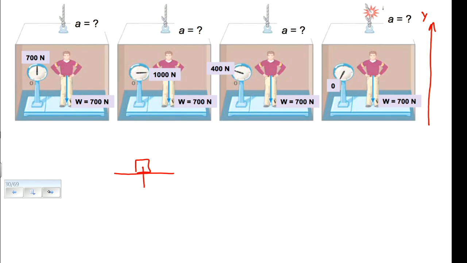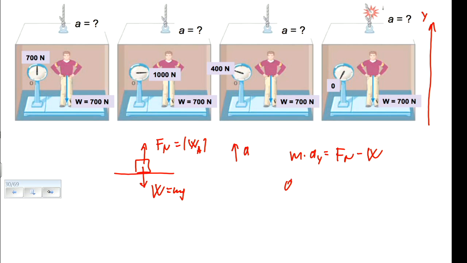Single diagram, W, which is mg, normal force, which is equal to the magnitude of this, what we read, apparent weight, and acceleration, which in general might point in any direction. So m times ay should be equal to this minus this. So ay should be equal to this minus this over m.